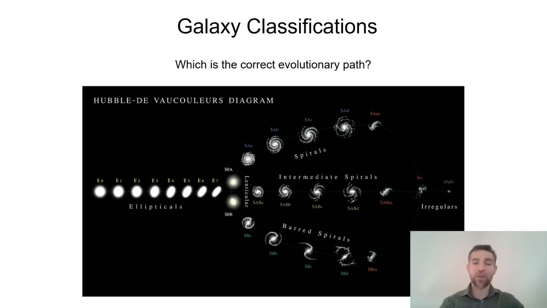So this is, well, it's kind of known as the tuning fork diagram. It has a few different varieties. Sometimes it has the intermediate spirals in the centre part on the right, sometimes it doesn't, but either way, it's set out a bit like a tuning fork. It's got your ellipticals on the left, it's got spirals, barred and intermediate ones, and then irregulars and things like that.